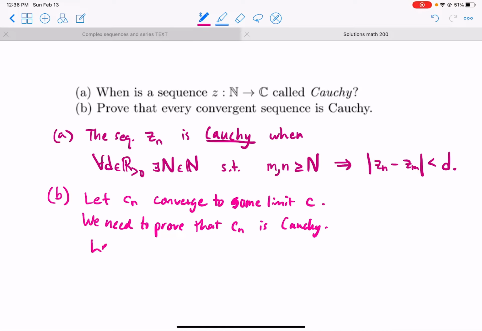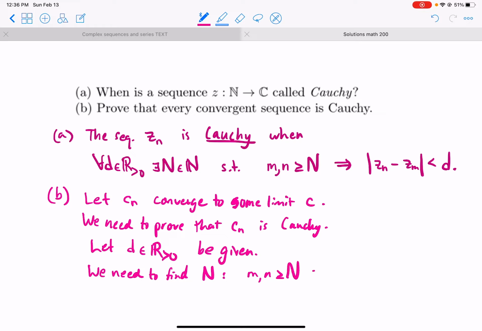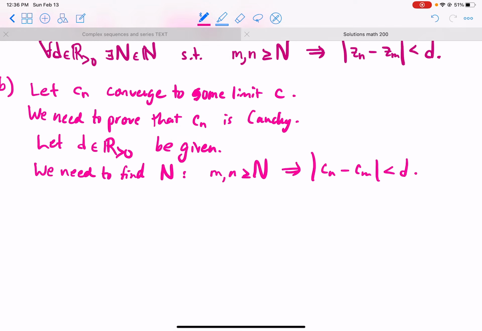Okay, so let d be given. We need to find a capital N such that when m and n are past N, that implies that C sub n minus C sub m is less than d. Okay, so where will we find this capital N?